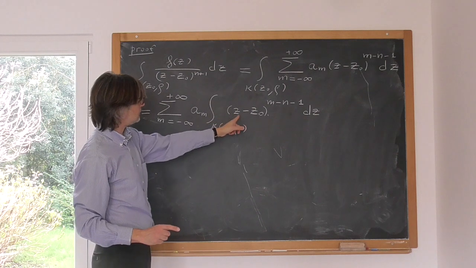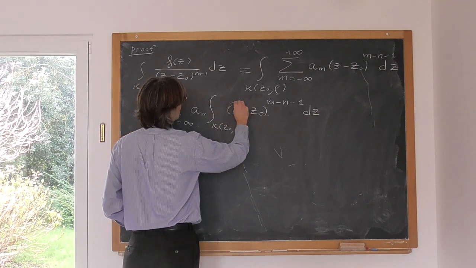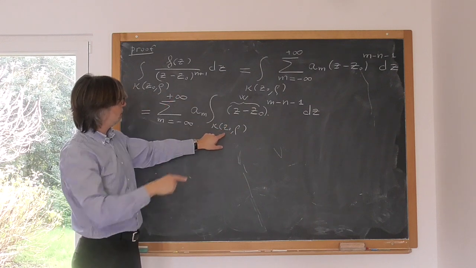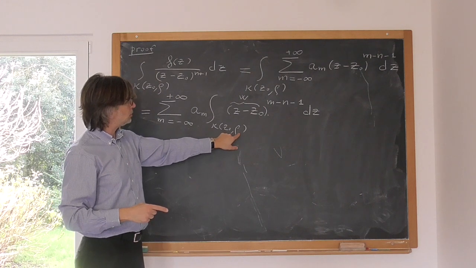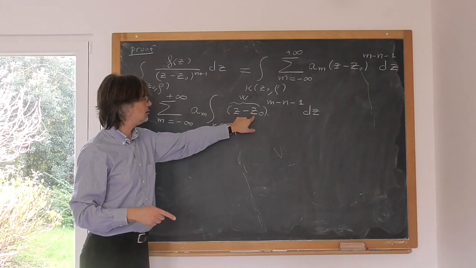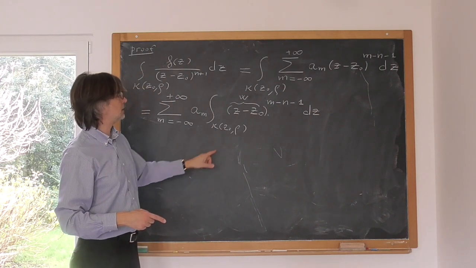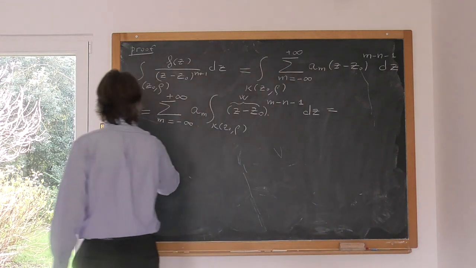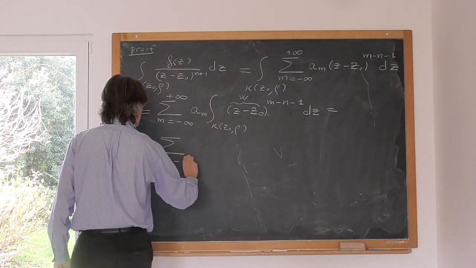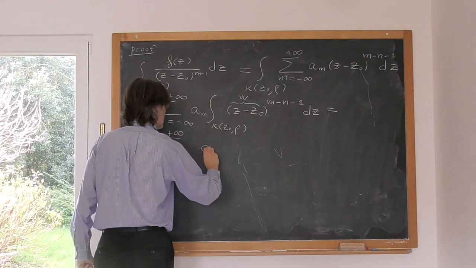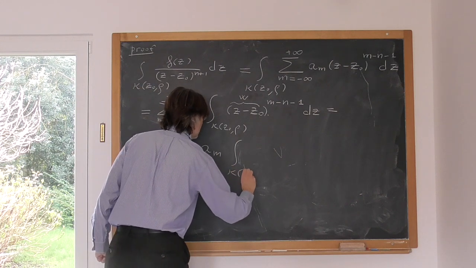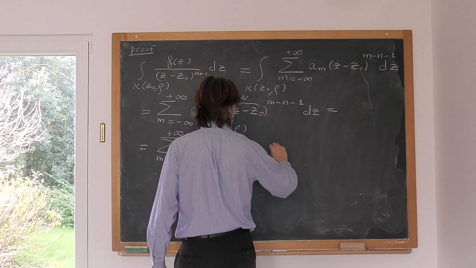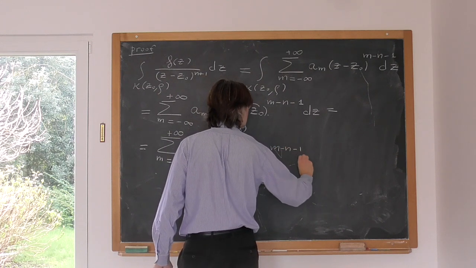Here we can make a change of variable: z − z0, I can call it w. z was moving on this circle centered at z0 with radius rho, meaning that now the difference z − z0 is moving on a circle centered at zero and still radius rho. So we can just rewrite it as the sum, n goes from minus infinity to plus infinity, a_n, integral over the circle centered at zero radius rho, of w to the n − m − 1 dw.